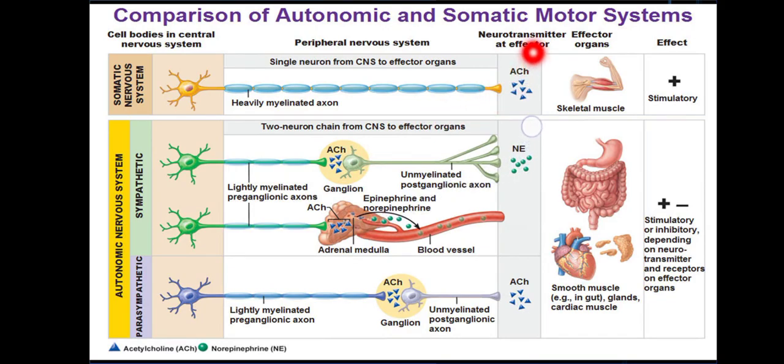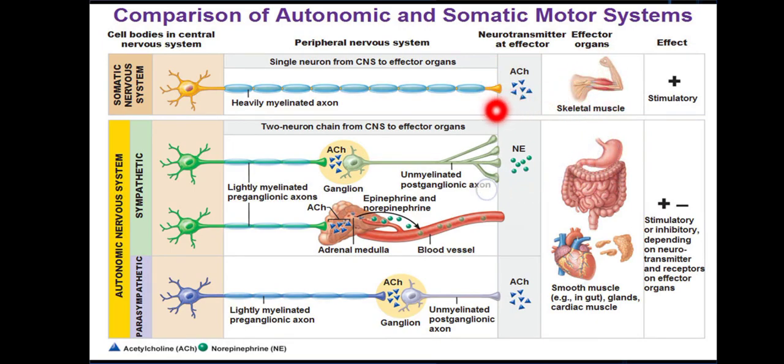Next is nerve fiber myelination. In the somatic nervous system, nerve fibers are myelinated, providing fast conduction of nerve impulses to skeletal muscles. While in the autonomic nervous system, preganglionic fibers are myelinated, while postganglionic fibers are unmyelinated, which affects the speed of transmission. The primary neurotransmitter in the somatic nervous system is acetylcholine, which stimulates skeletal muscle contraction.